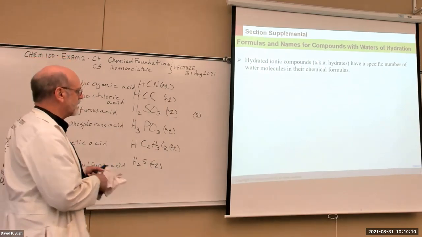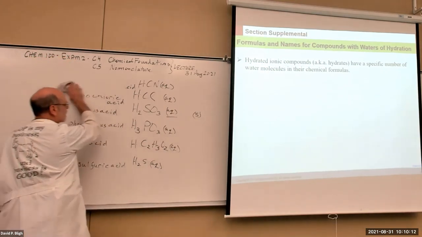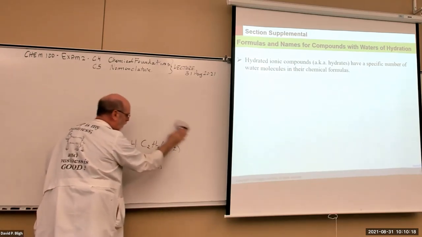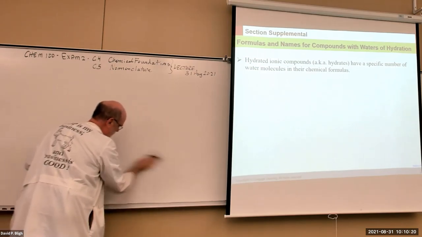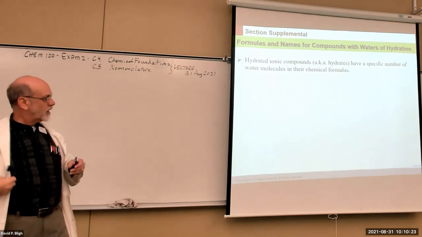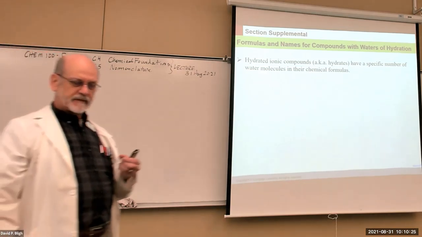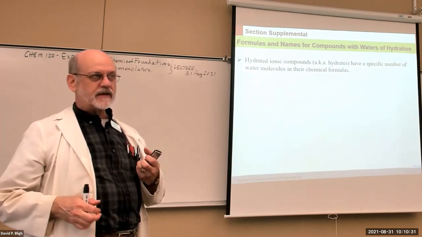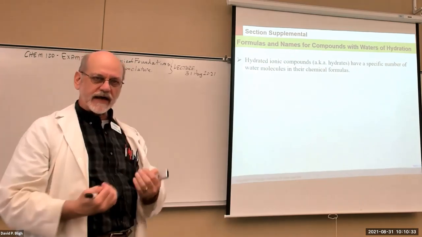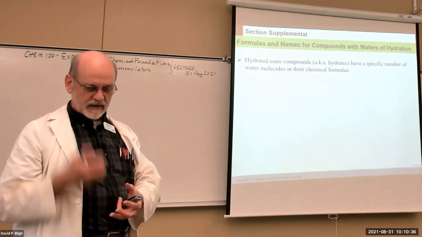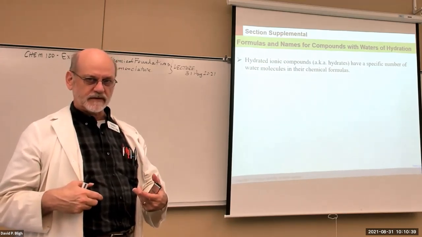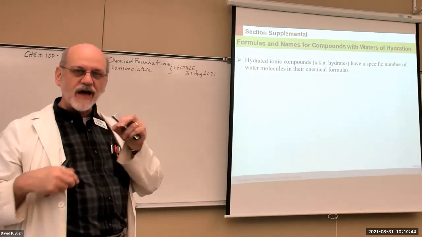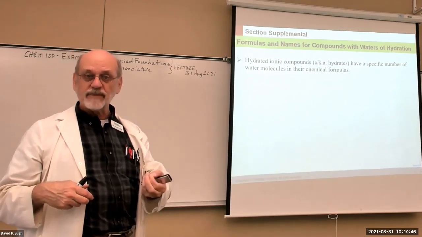All right, this last slide. It talks about types of compounds that are associated with water. And these waters are called waters of hydration. They're ionic compounds. And when they form, say they precipitate out of aqueous solution into a solid, they take some of that water with them. And the water becomes incorporated into their structure, but it's not part of the compound itself.